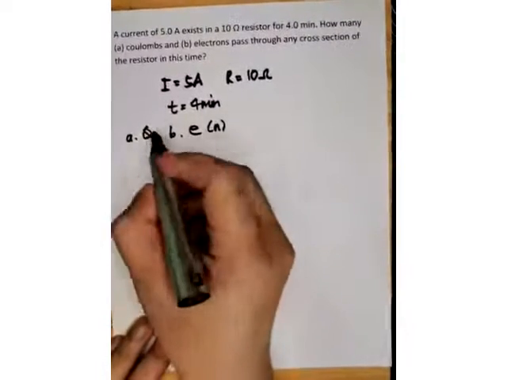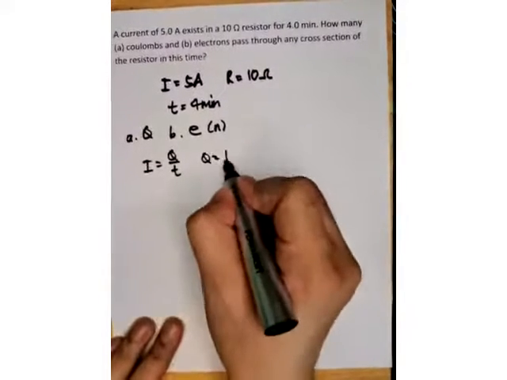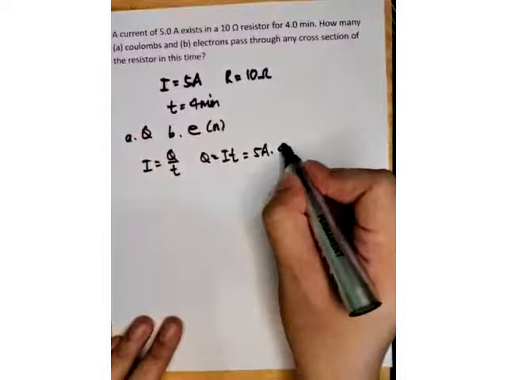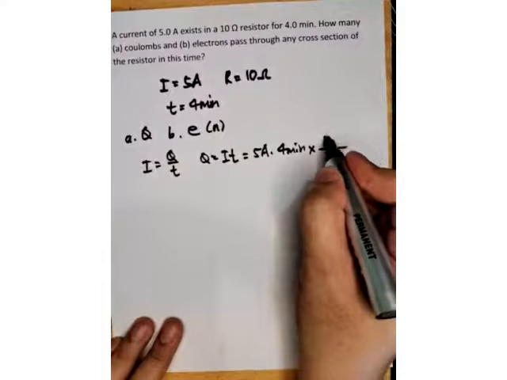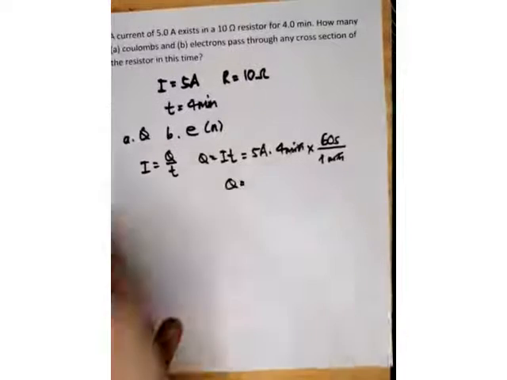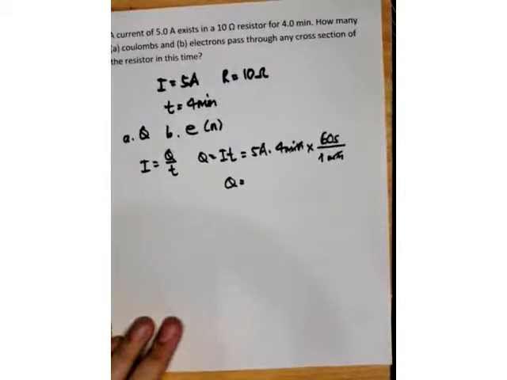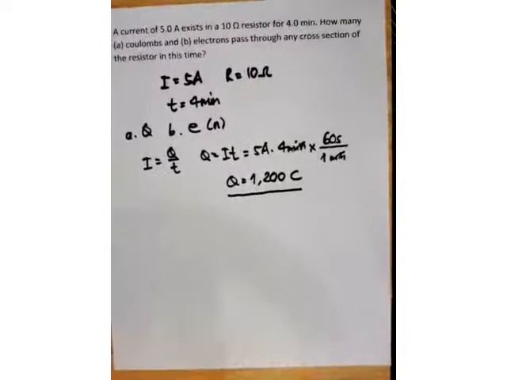Okay, so formula natin relating Q to I is I is equal to Q over T. So Q is equal to IT. So that's equal to 5 amperes times 4 minutes, but that should be in seconds. For 1 minute we have 60 seconds. So the total charge is, tama ba ako? 5 times 60 times 4. 1,200 coulombs.